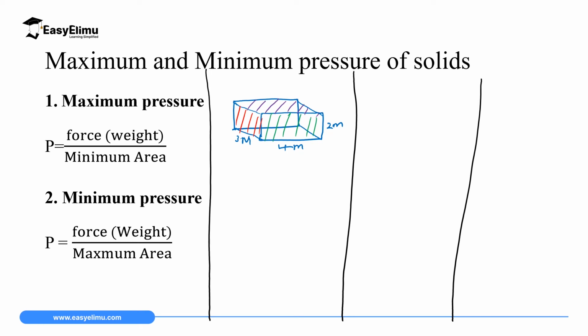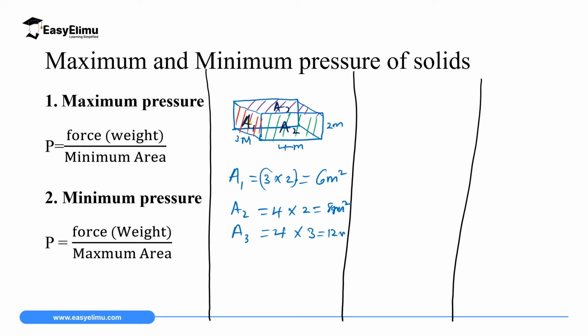So if, for example, we want to calculate, let's call them area 1, this is area 1. Area 1, area 2, and then area 3. If we want to calculate area 1, we will take length, which is 3 meter, times height, which is 2 meter, which is going to give us 6 meter square. Area 2, we are going to calculate it as 4 times 2, which is going to give us 8 meter square. Then area 3, we are going to calculate it as 4 times 3, which is going to give us 12 square meter.